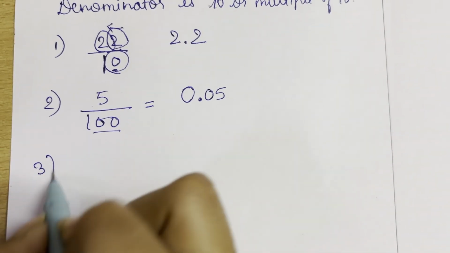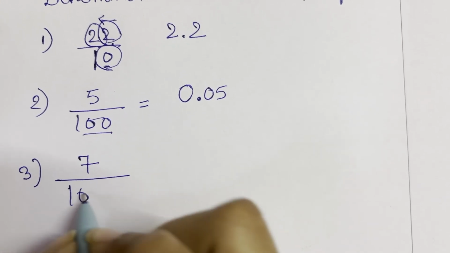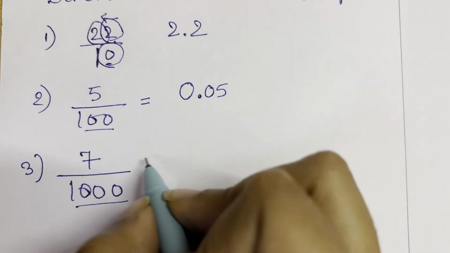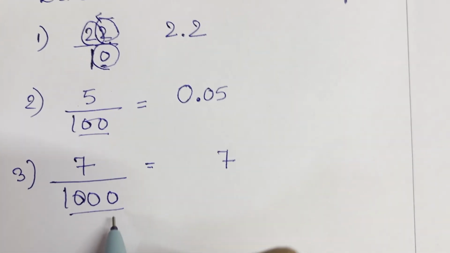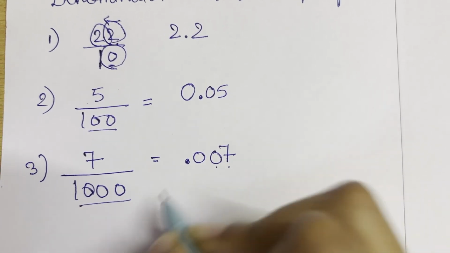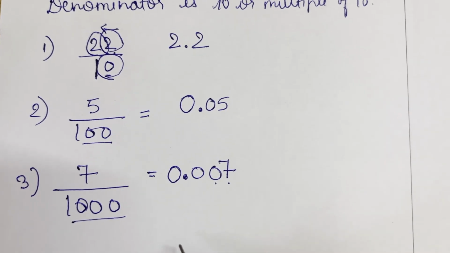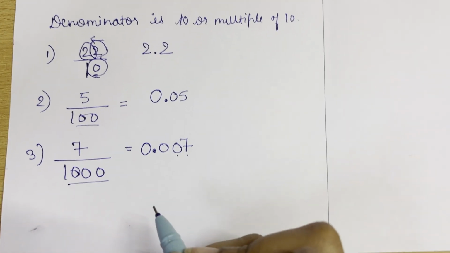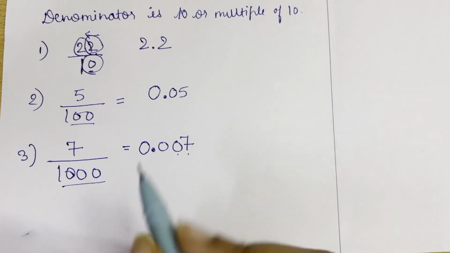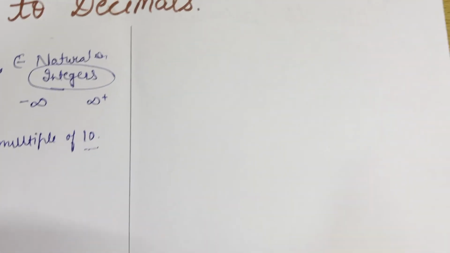Let's see example number 3. The example number 3 is 7 by, let's say, a thousand. We'll count the number of zeros. There are 3 zeros. What we'll do? 1, 2, 3. Put a decimal point here. As for our convenience, we'll put a 0 in front of the decimal point if there are no digits. This is how we can convert a fraction to decimal when the denominator is 10 or a multiple of 10.